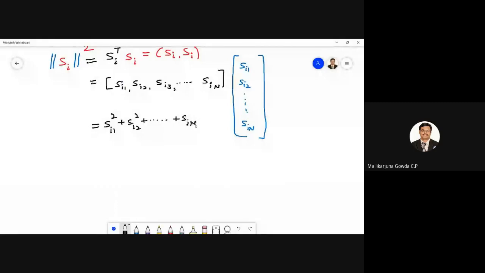S square i1 plus S square i2 plus and so on up to S square iN, right? So if I want to write this in the form of summation, what can I write? Summation j is equal to 1 to n, S square ij. Is it fine? Can I write like this?